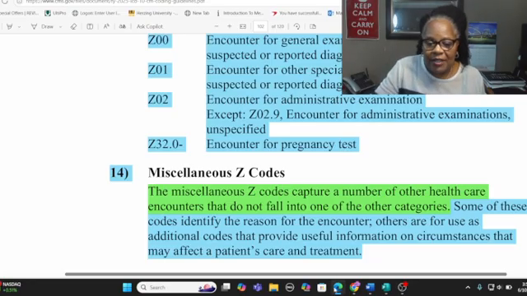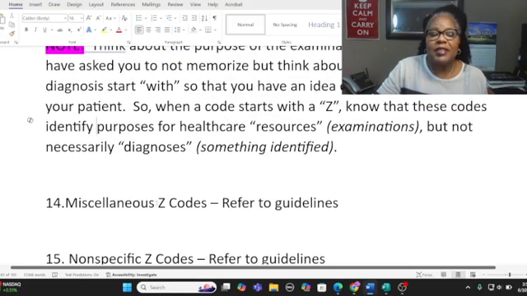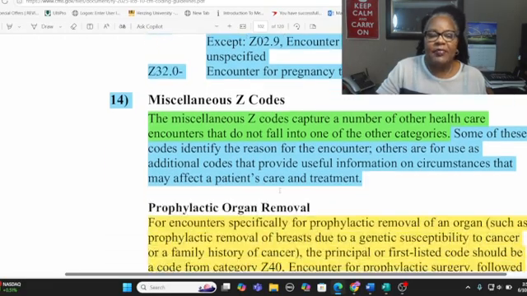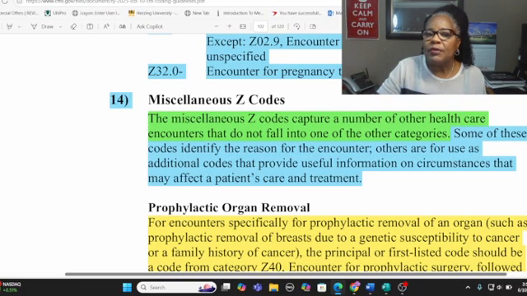All right, let's make sure we covered everything at 13. Yes, 14, miscellaneous Z-codes. Refer to the guidelines. So let's see what 14 says. The miscellaneous Z-code captures a number of other healthcare encounters that do not fall into one of the other categories. Some of these codes identify the reason for the encounter. Others are for use as additional codes that provide useful information on circumstances that may affect a patient's care and treatment. Think about prophylactic organ removal.